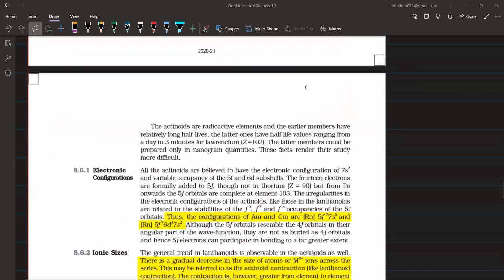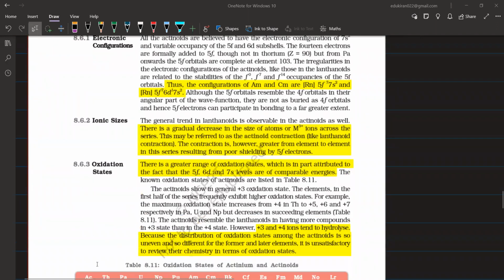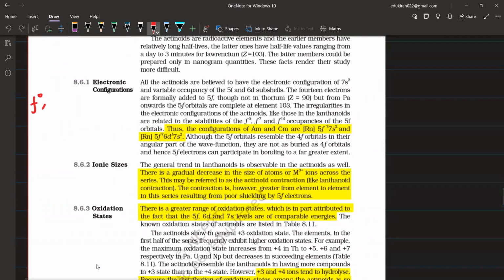Now moving on to the electronic configuration. In electronic configuration it is obvious that the F0, F7 and F14 configurations are going to be more stable. Please remember these two: the configuration of Am and Cm. These are Rn 5f7 7s2, and for curium it is going to be 5f7 6d1 7s2. This is because of the relative stability of f7.